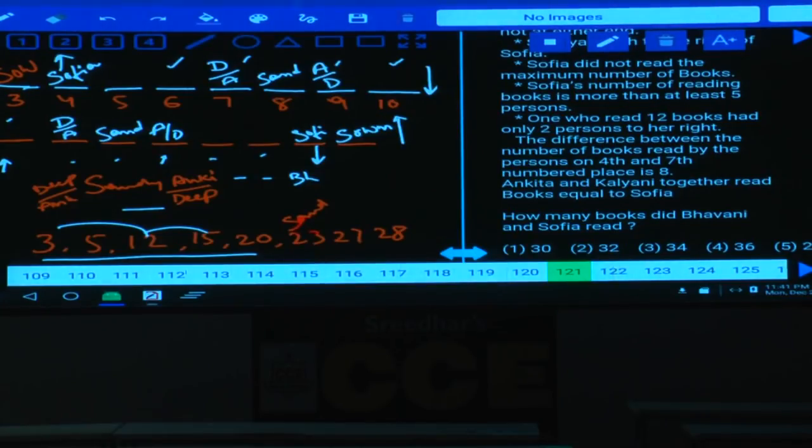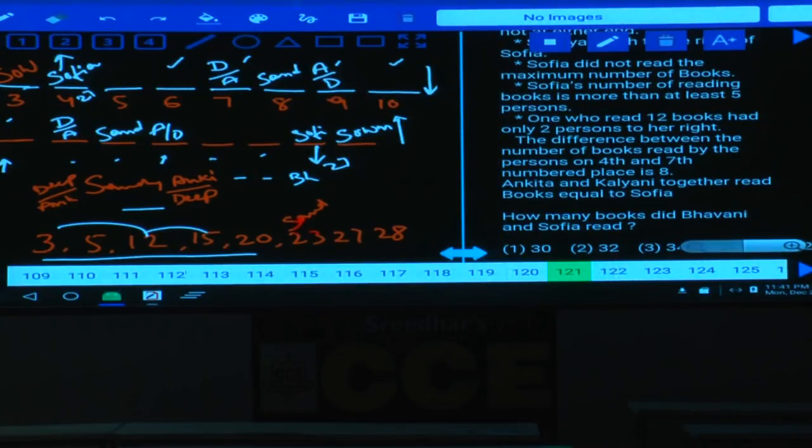And this Sophia must read how many books, tell me here? Sophia must read 27 books and this Sophia is facing towards south in this one. And so what is the number of books? 27. Here, where is this Sophia? Sophia has 27 books. Follow here? As this Sophia has 27 books, then Sophia's number is more than that.